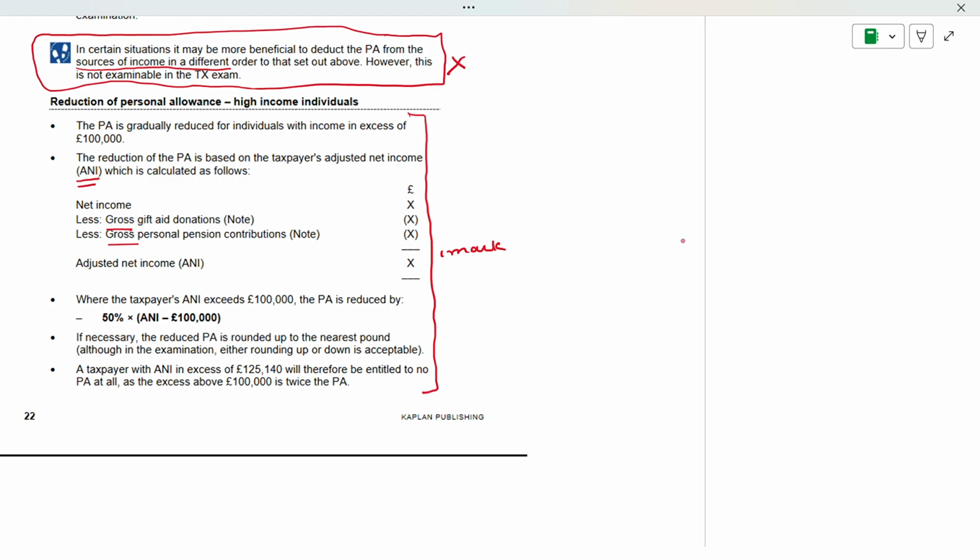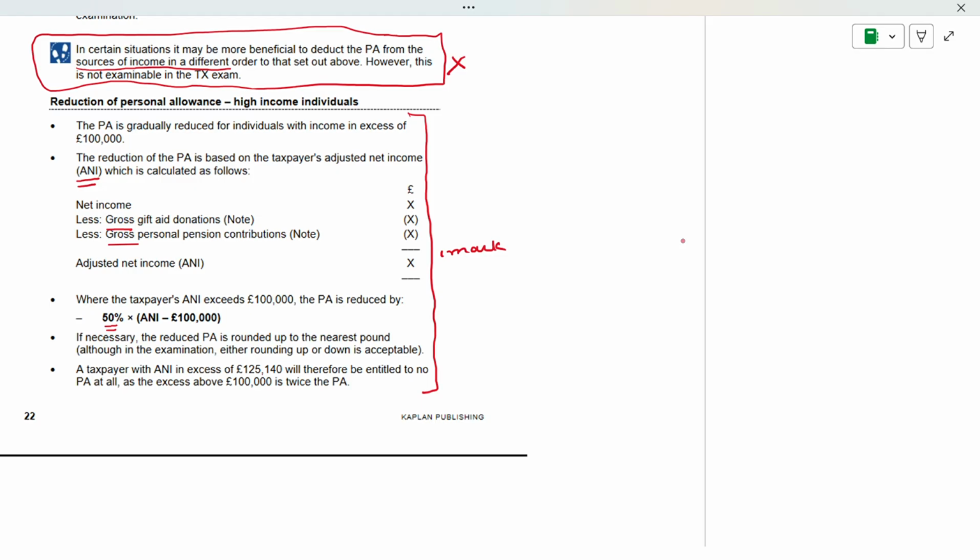When the taxpayer's ANI exceeds 100,000, the personal allowance will be reduced by 50% of the excess. So the reduction is adjusted net income minus 100,000 times 50%. If necessary, the reduced PA is rounded up. That is fine in the example, and not a point of discussion.